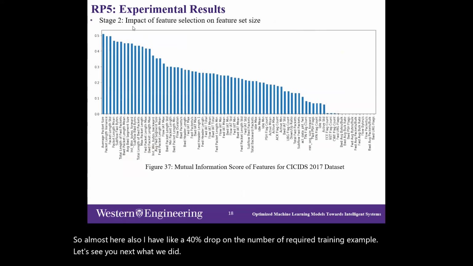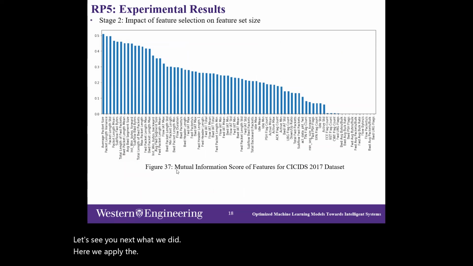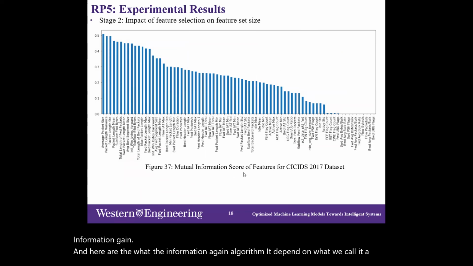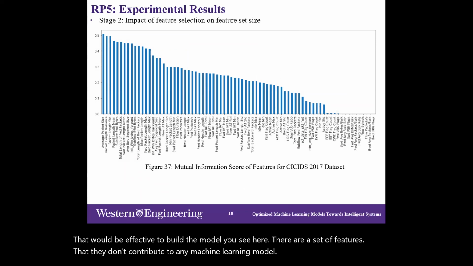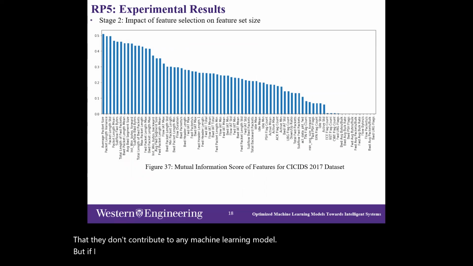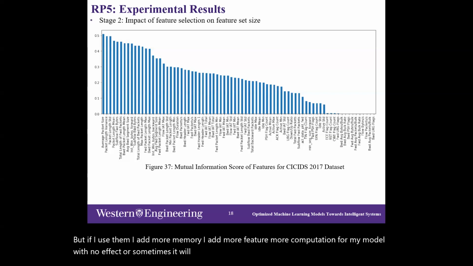Here we apply information gain. The information gain algorithm depends on what we call a mutual information score for each feature, which shows the importance of the feature in building an effective model. You see here, there are a set of features that don't contribute to any machine learning model. But if I use them, I add more memory, more features, more computation for my model with no effect, or sometimes a negative impact.